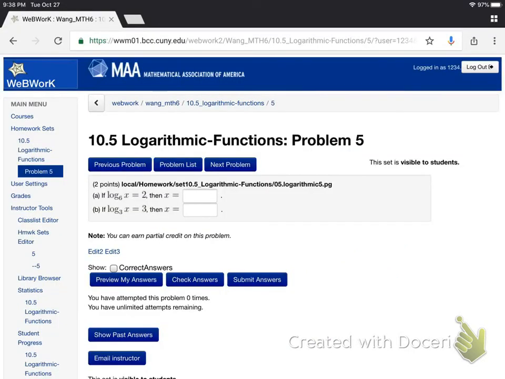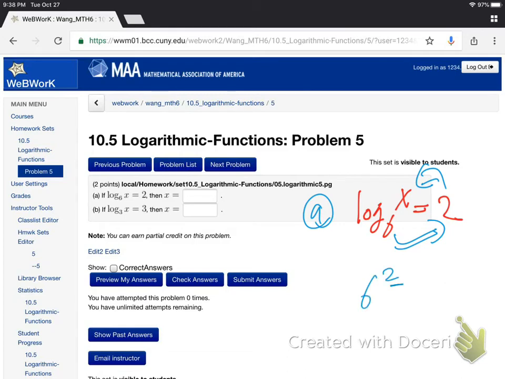Okay, so now the new question, part A of problem 5. So what is this question? Log 6 of x is 2. So again, use the circle. 6 squared is x. We change to exponential form. 6 squared is x, so 36 is x. Okay, so x is 36.